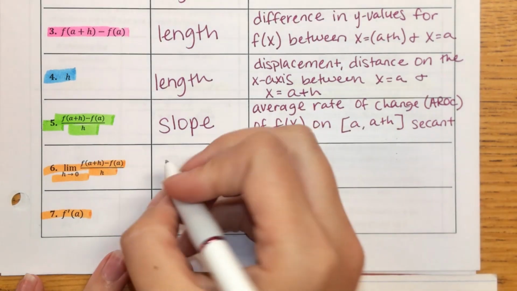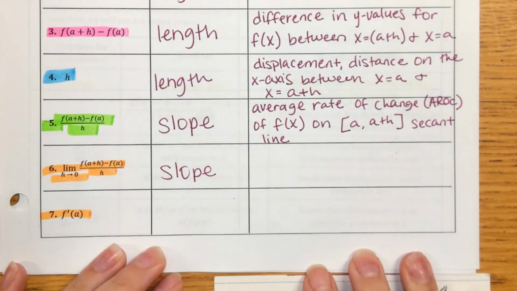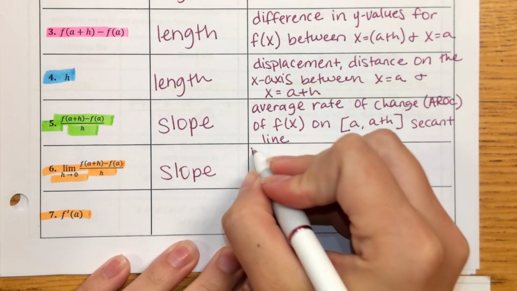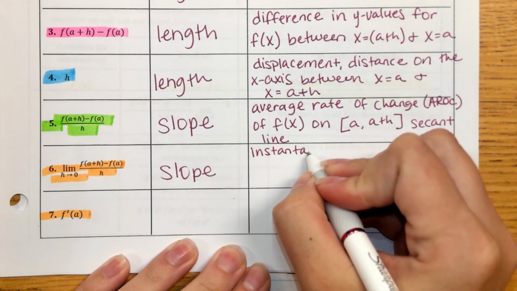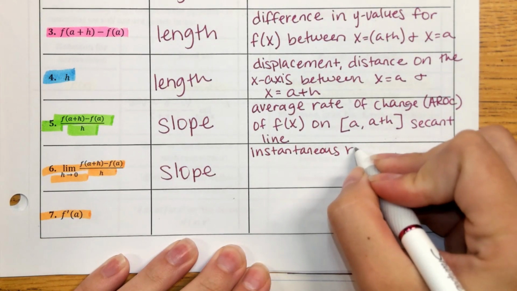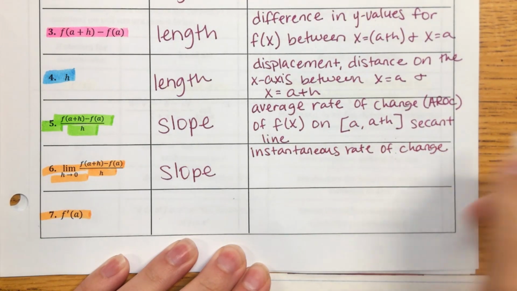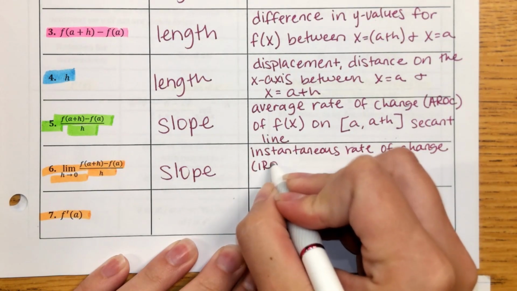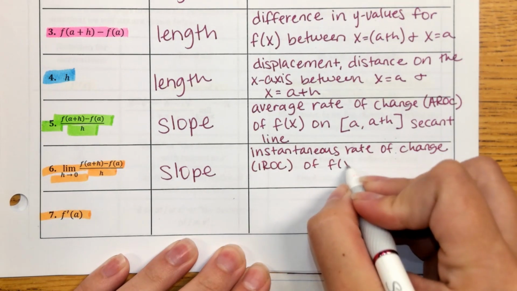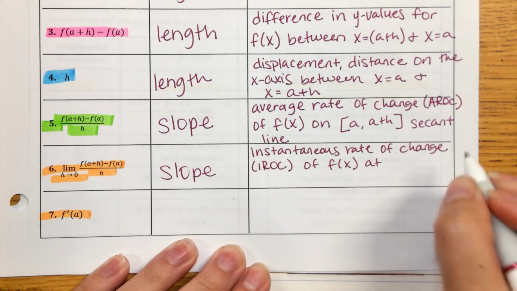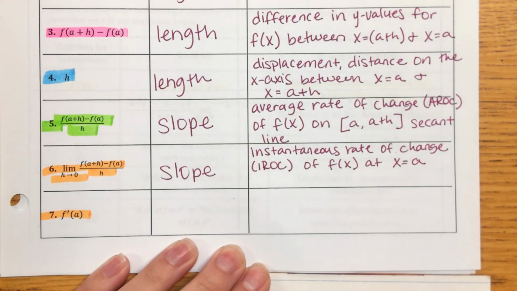So this also represents a slope. And to define this, this is the instantaneous rate of change, or the IROC for short, of f of x at our specific point x is equal to a.